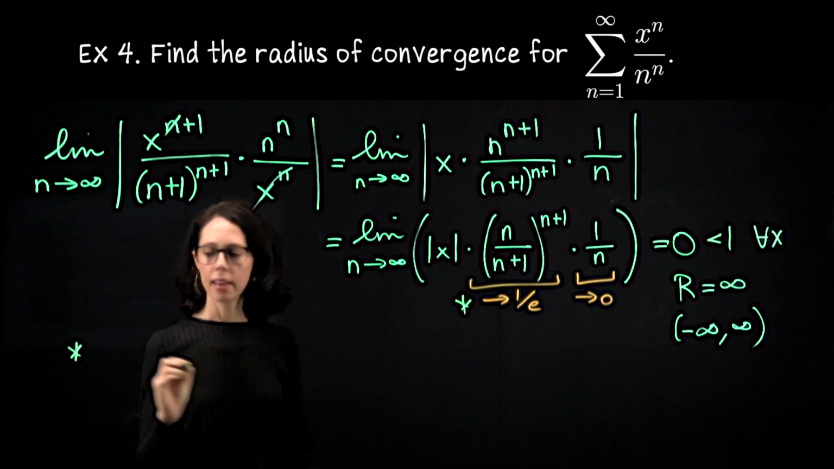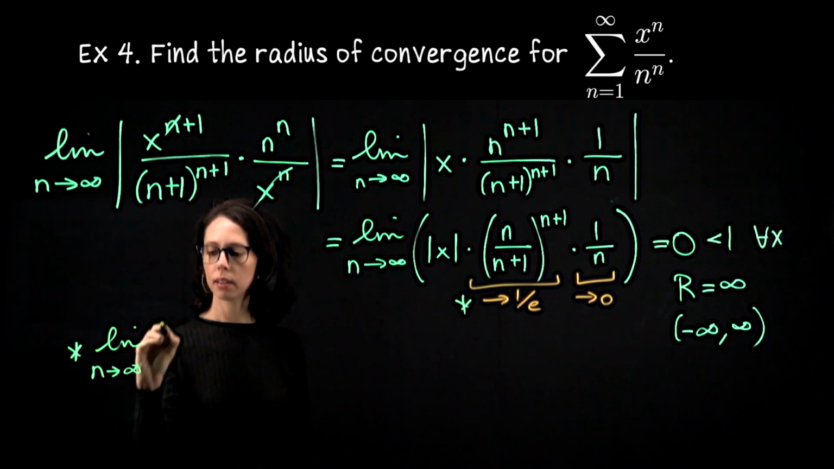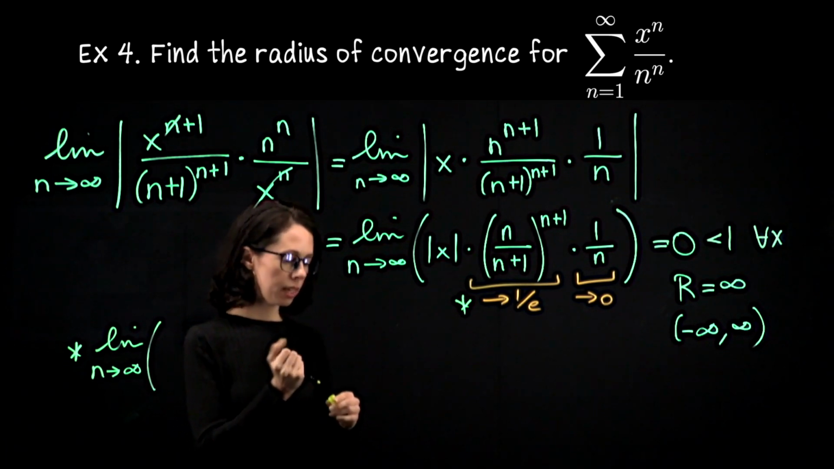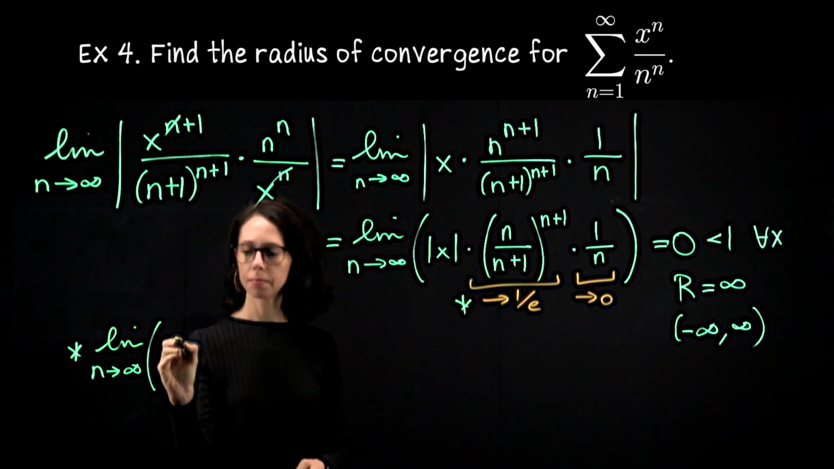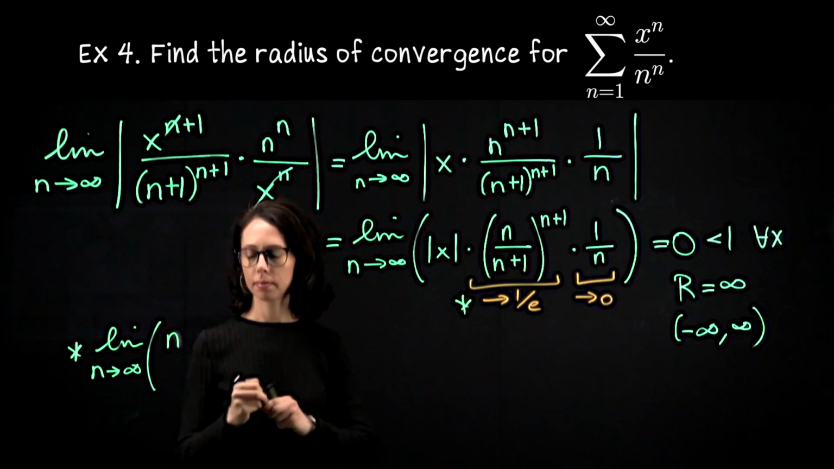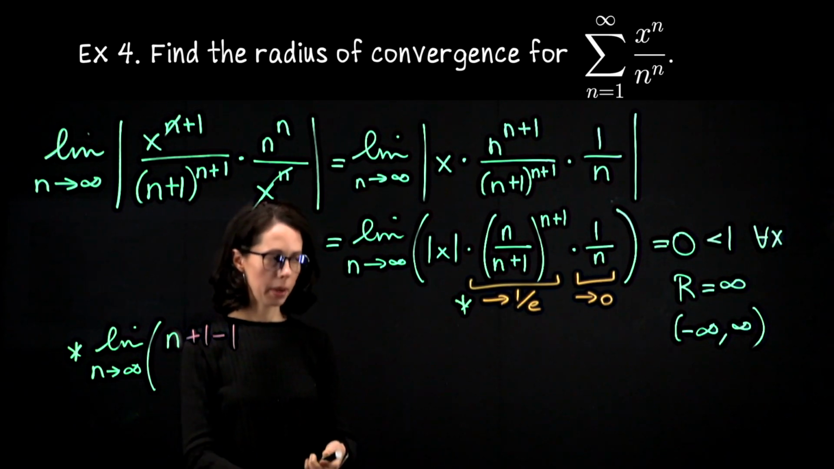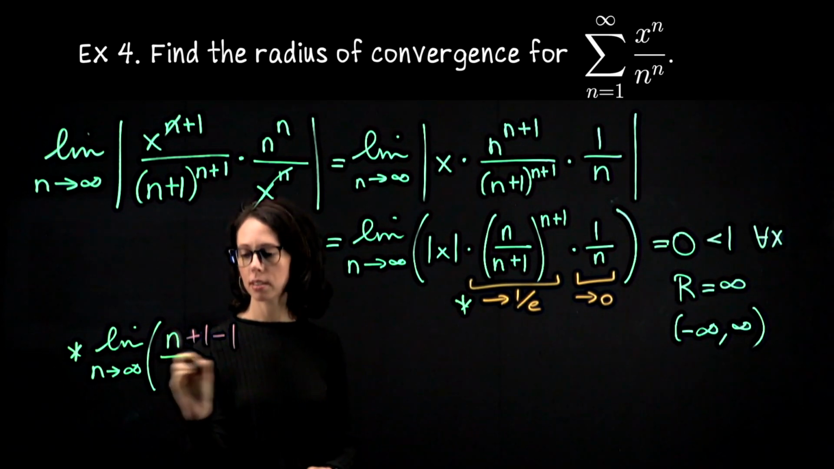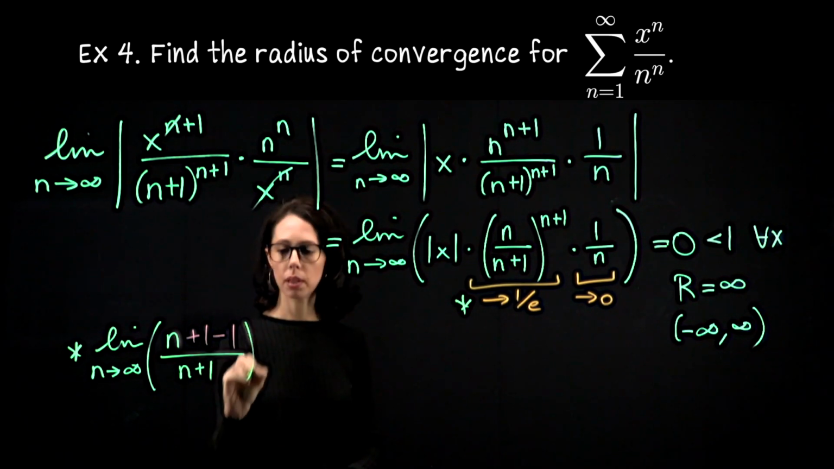What I'm going to do for this middle piece is say that this is the limit as n goes to infinity of, let me take this numerator, I'm going to do a trick. This is going to be n plus 1 minus 1. I haven't actually changed anything, but I claim that this is going to be advantageous. So then it's n plus 1 minus 1 divided by n plus 1 to the n plus 1.